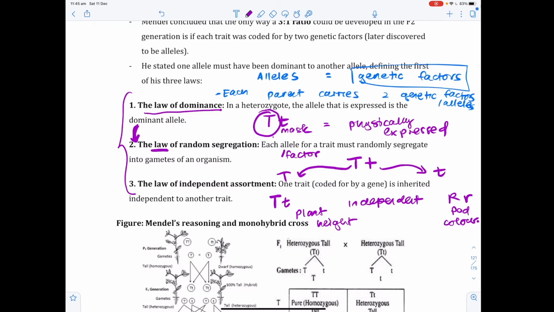I will ask Raya and I will ask Harshil in a minute. Be ready with your answers. I don't want you to regurgitate the definition of random segregation and independent assortment. I want you to explain how it makes sense with reference to the movement of chromosomes. Pretty much what we've already done.